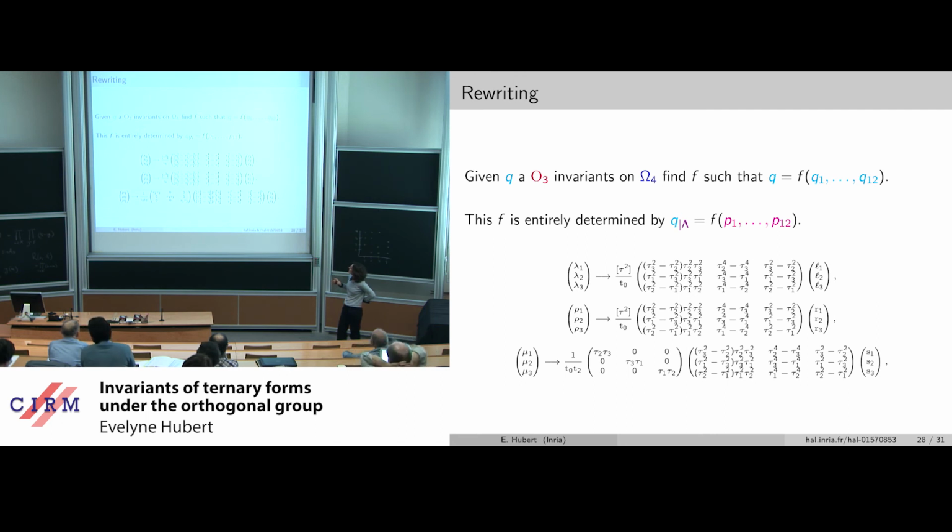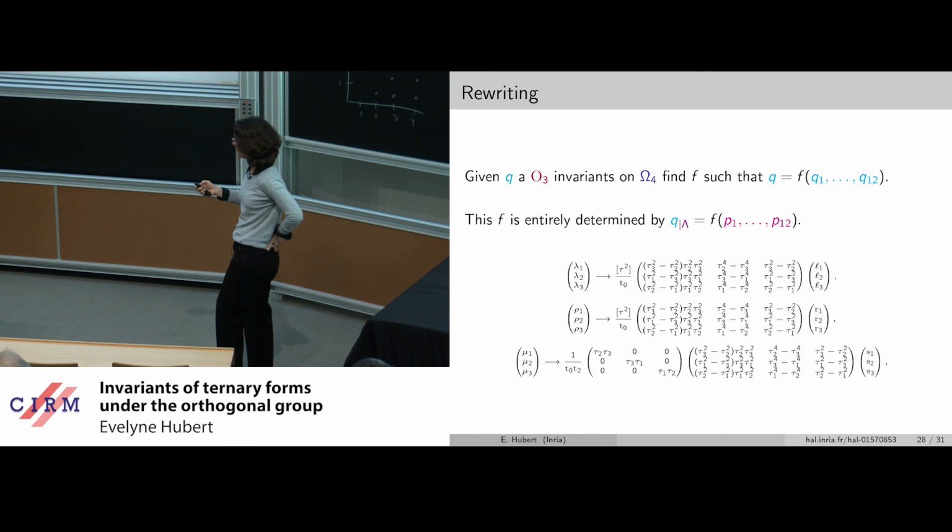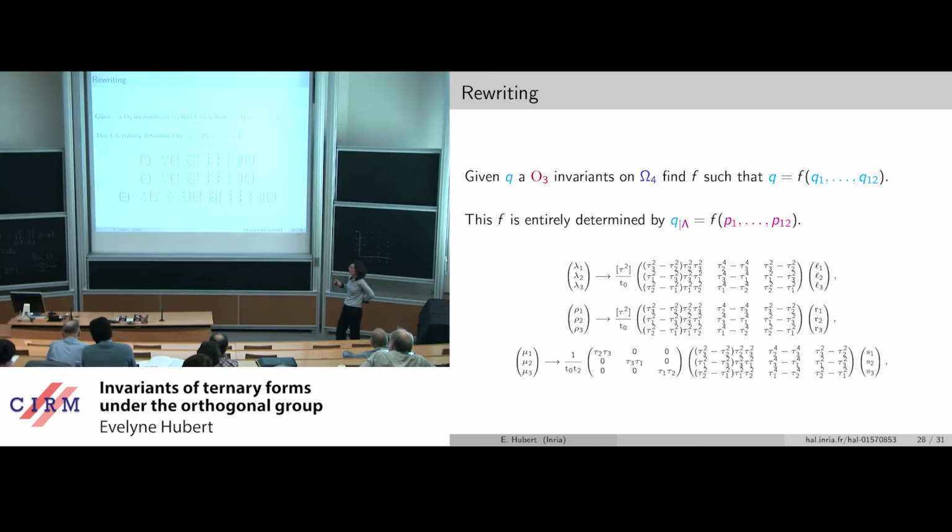And that's just that you restrict Q to lambda by putting some coefficients to 0. You express this restriction, so this restriction is a polynomial, a B3 invariant on the slice. So you can write it thanks to this formula in terms of your B-free invariants. And this function f that you use to do that is exactly the function you're looking for.